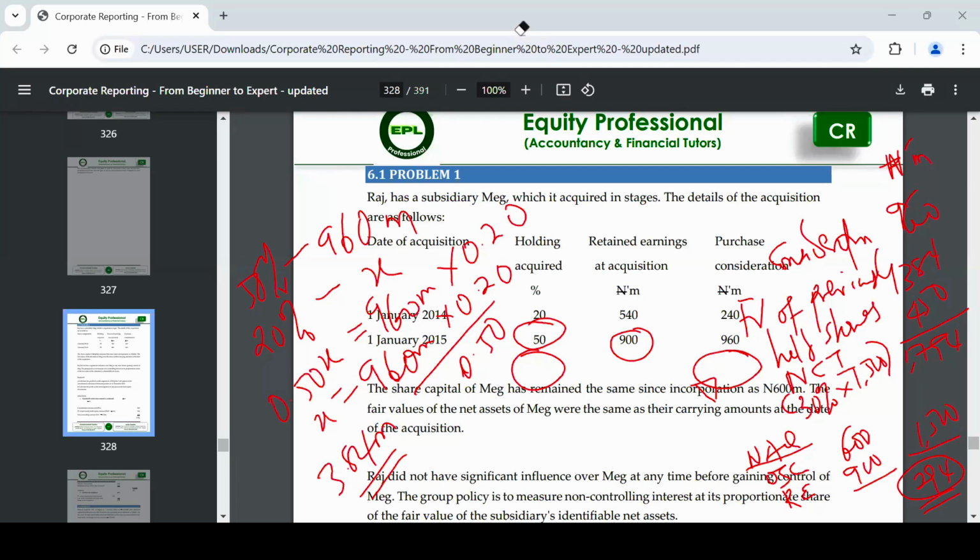Please respond though, so I can know whether to move on. Is it clear? Please take the NCI part again. Yes, it is not clear. Yes. Okay.